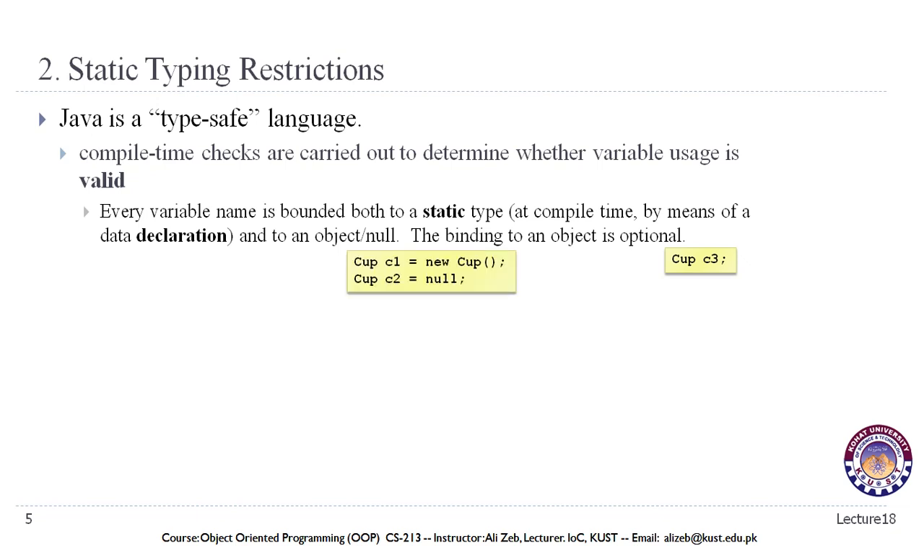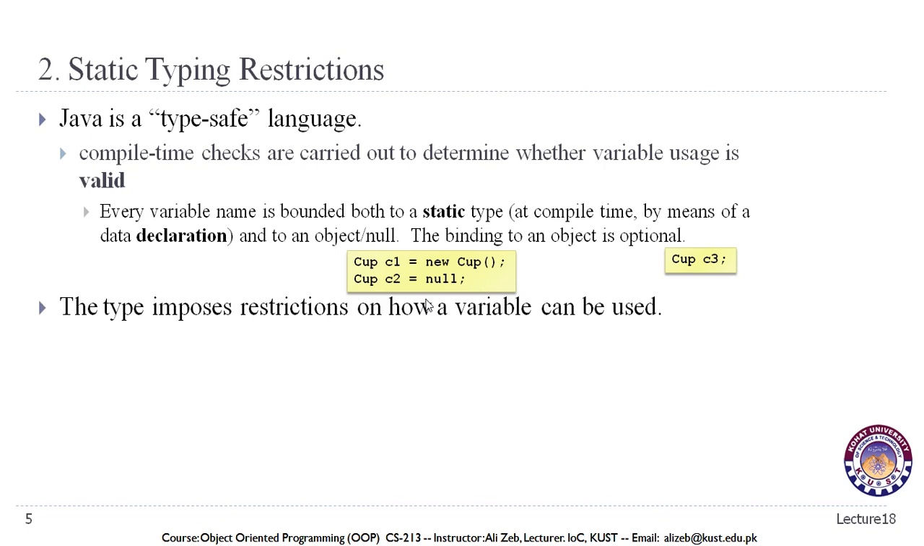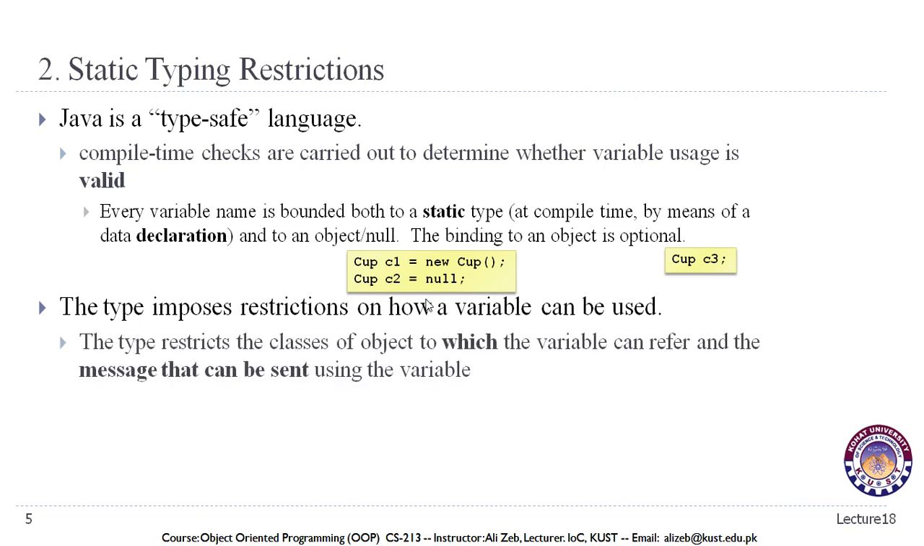And we can also initialize this object, that is optional, to maybe some class as a reference to a class or to a null value. But now this is statically bound to the type of the object that we have declared. The type imposes restrictions on how a variable can be used. The type restricts the classes of object to which the variable can refer and the messages that can be sent using the variable.